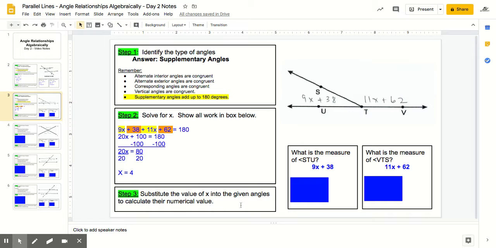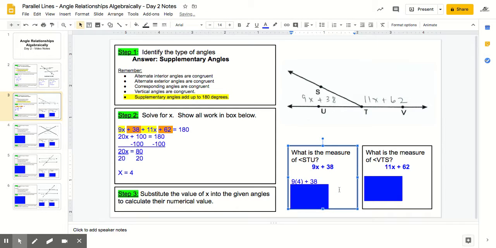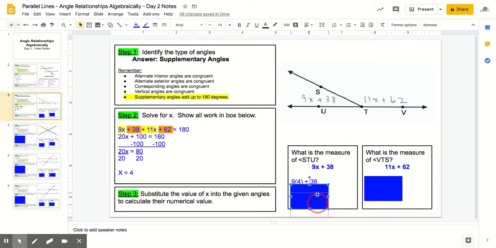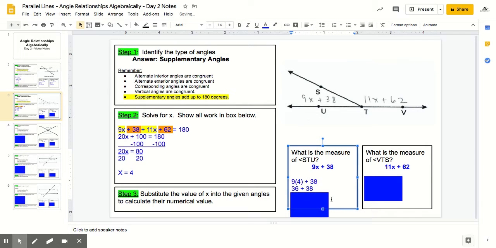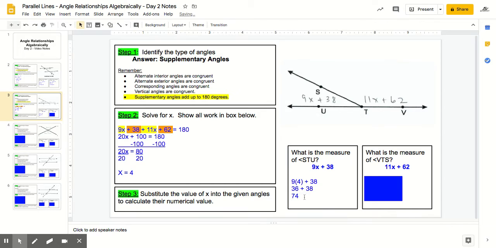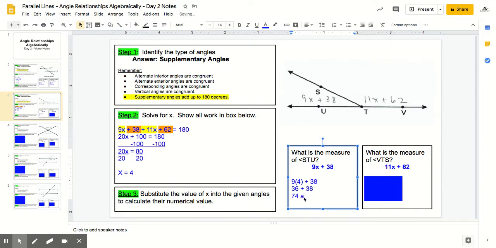Okay, final step is to substitute that value of x into the given angles to calculate their numerical value. So again, my first angle is 9x plus 38. So instead of writing x, I'm going to type in what x is now equal to, which is 4. To evaluate this, I have to multiply before I add. 9 times 4 is 36. 36 plus 38 is 74. So the measure of that first angle is 74 degrees.